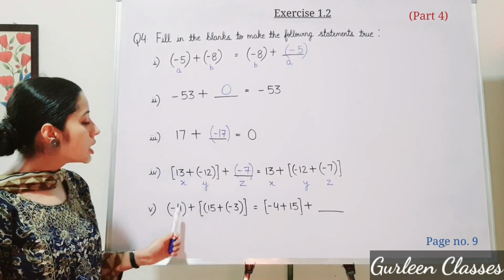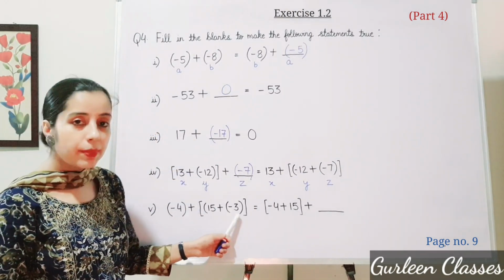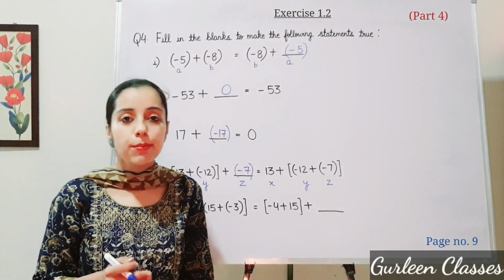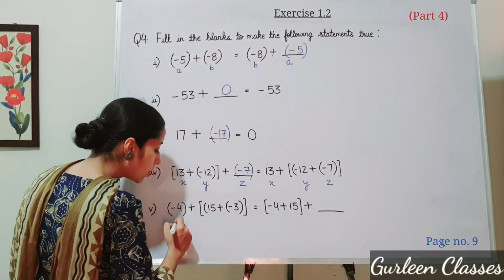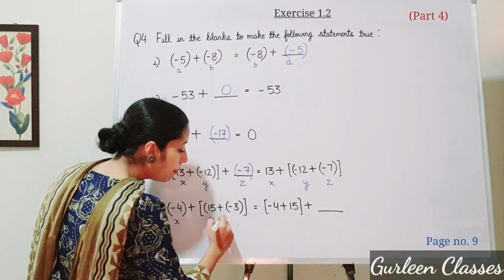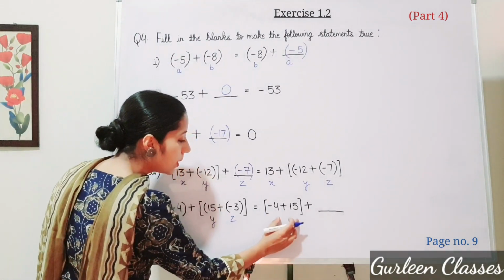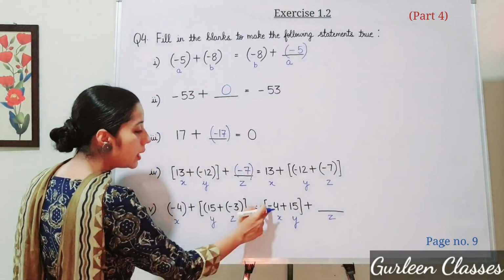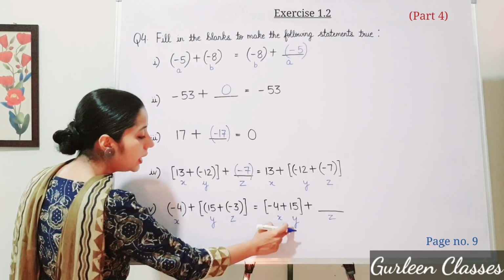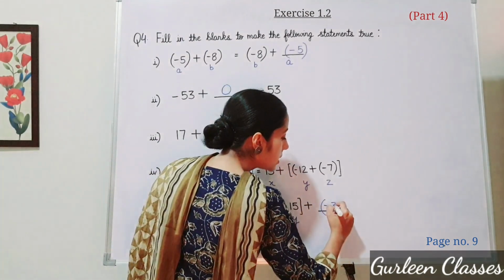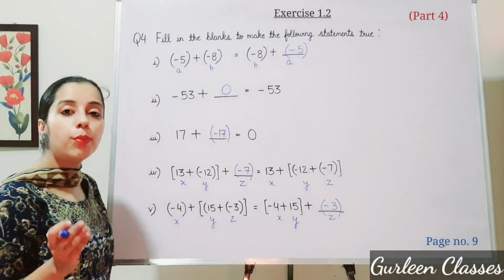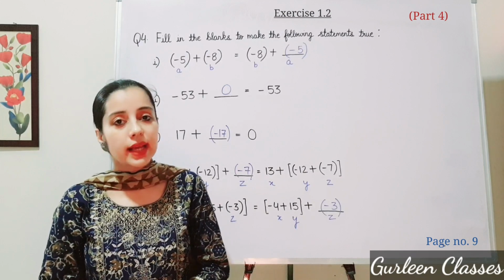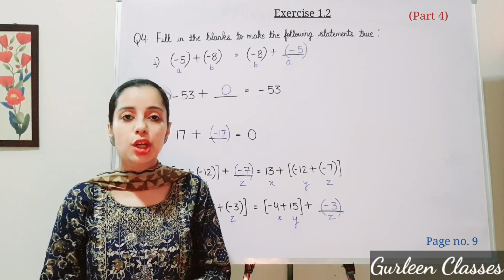Next part, -4 plus 15 plus -3 is equal to -4 plus 15 plus dash. It is also based on the same property. So here -4, suppose it is x plus y plus z. So -4 is x, y is 15, so z will be -3. And if you calculate, both the sides will be equal. So I hope students, these questions are clear and they are based on the properties of addition and subtraction of integers.